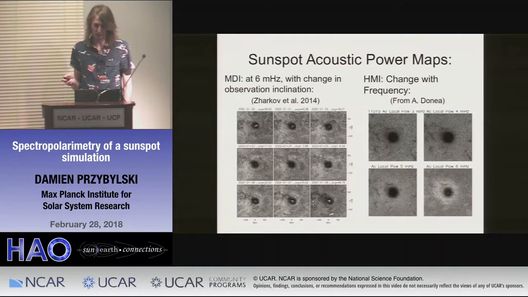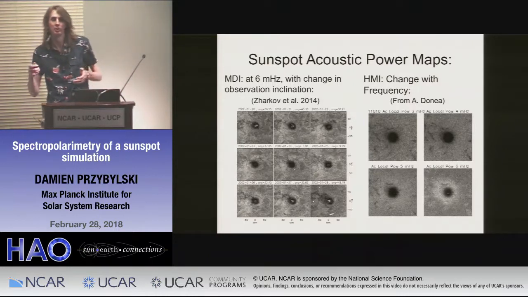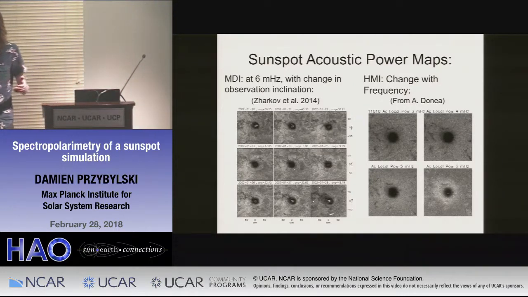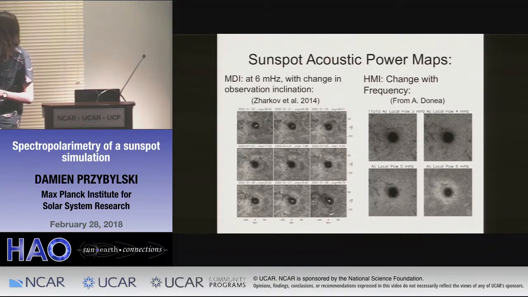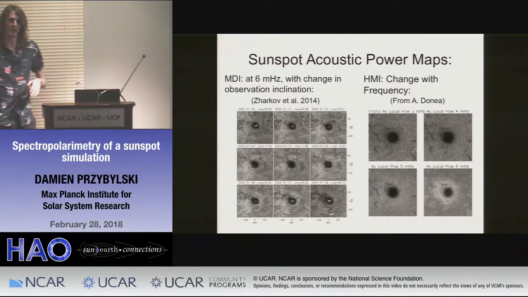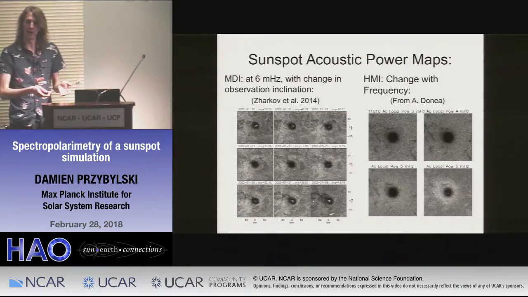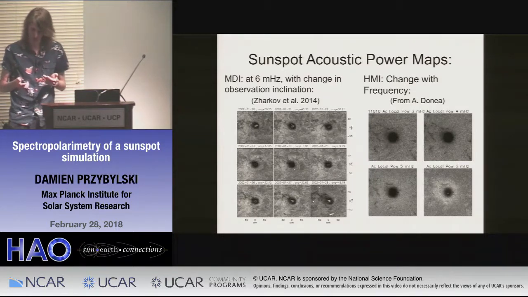One of the ways we observe sunspots is by making maps of the power of the waves as we see them at the surface. What I mean by that is, if we take each point around a sunspot and observe it for a time, say 6 or 12 hours, we take a Fourier transform and get the power. Then we bin that into different frequencies, say 4 to 6 millihertz, and we see where there are regions of high power in and around the sunspot.